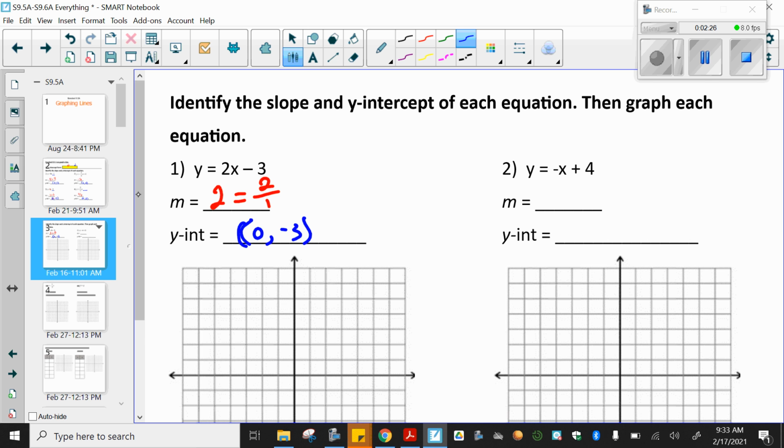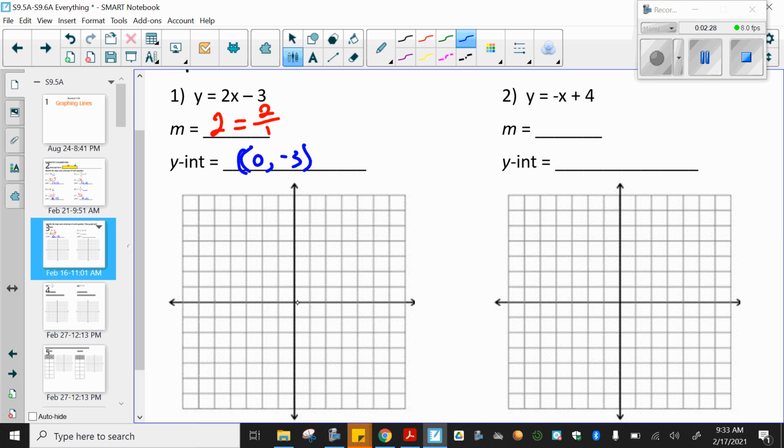All right, so here's how we're going to graph that. First, I'm going to start at my point of origin. I'm going to put in a dot for the y-intercept, 0, comma, negative 3. 0, comma, 1, 2, 3. There's our first dot. Then I'm going to count this. And remember, it's rise over run, meaning I'm going to go up the top number and over the bottom number.